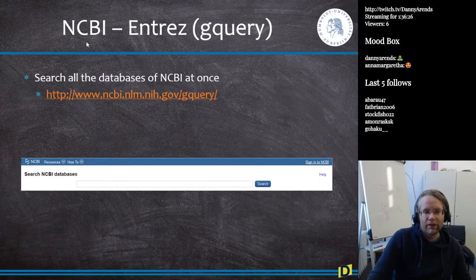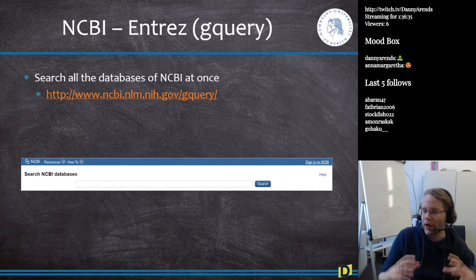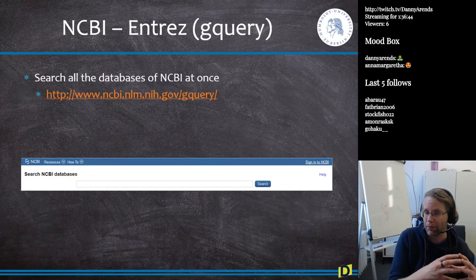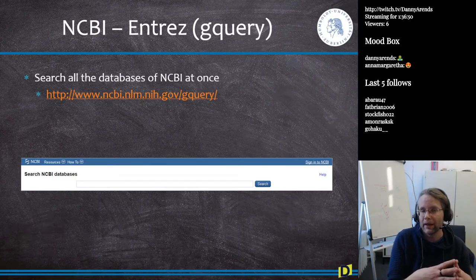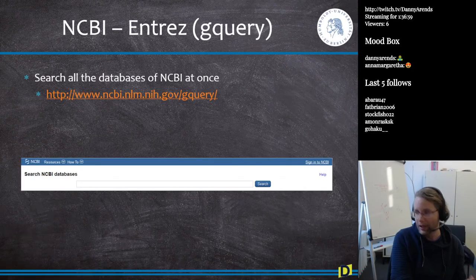NCBI is an Entrez database. So we have Ensembl, and in Ensembl, every gene has an Ensembl gene ID. That is their way of coupling all the data to this gene, right? So their primary key in Ensembl is the Ensembl ID. In NCBI, everything works with Entrez IDs. So the same gene has an Ensembl gene ID, but it also has an Entrez ID. The nice thing about all of the databases at NCBI is that you can query them all at once.